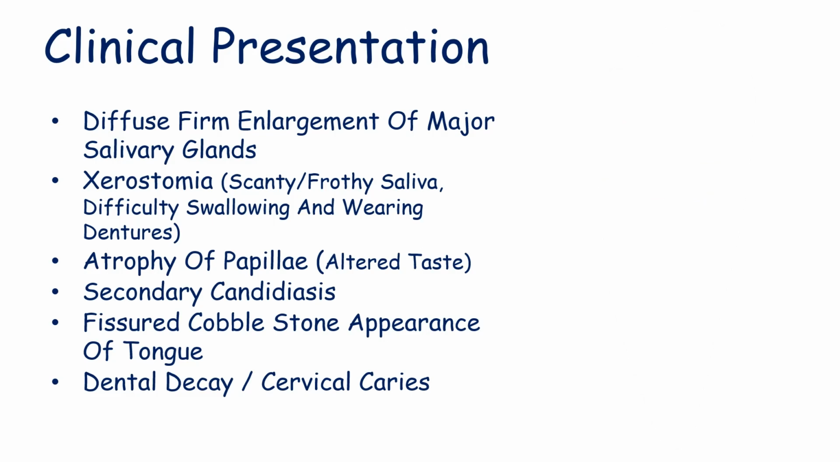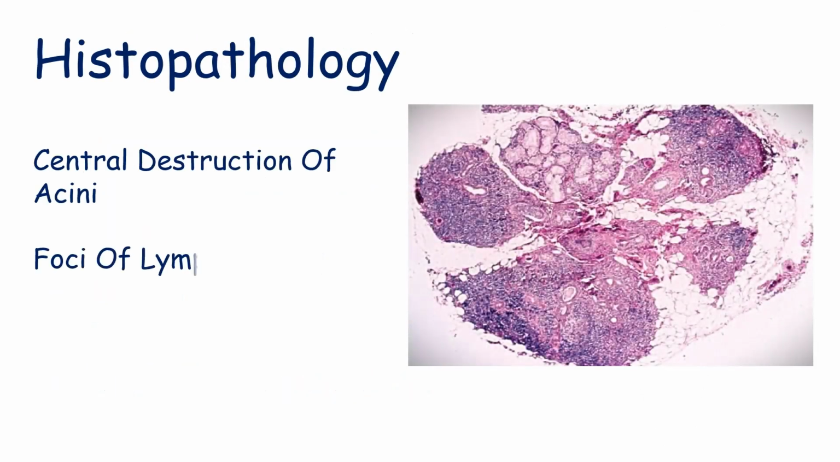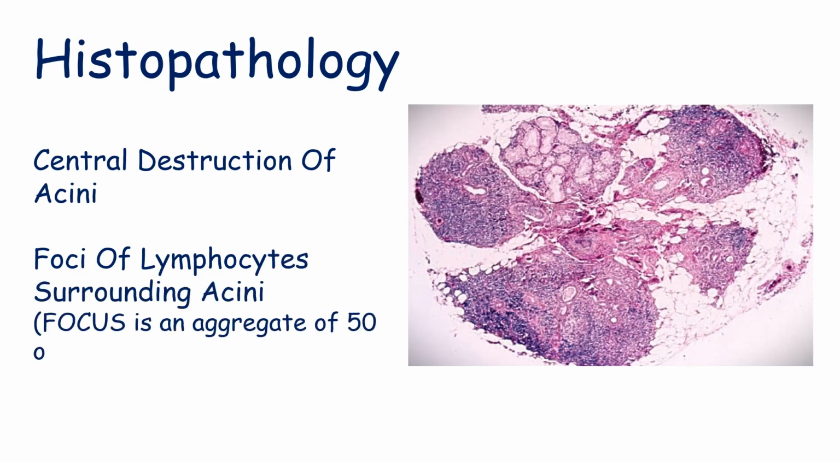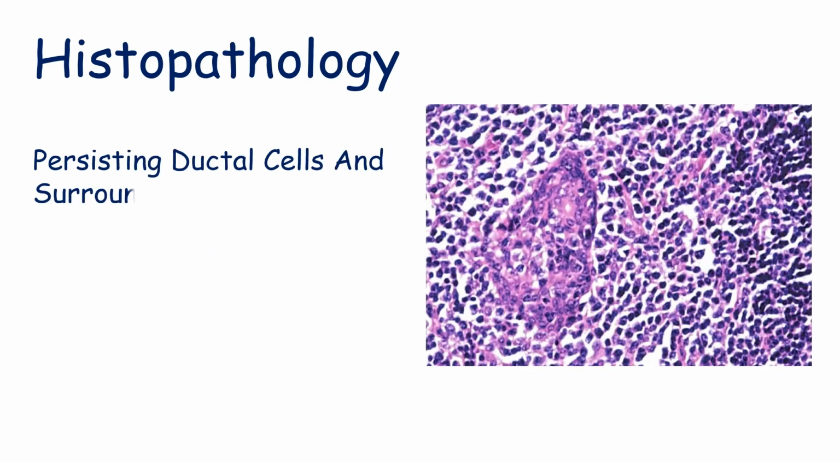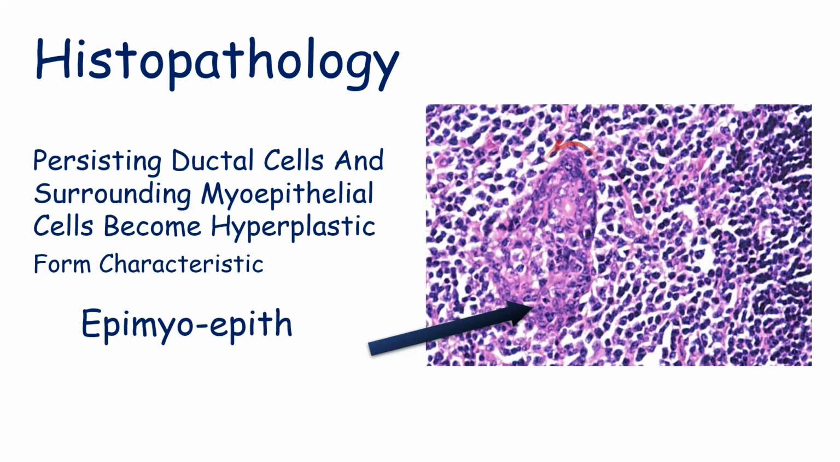decreased saliva production. Histopathology includes central destruction of acini and foci of lymphocytes surrounding these acini. A focus is an aggregate of 50 or more lymphocytes. Although acini are destroyed, the ductal epithelium persists. These persisting ductal cells and surrounding myoepithelial cells become hyperplastic and form characteristic epimyoepithelial islands, as the one being shown here.